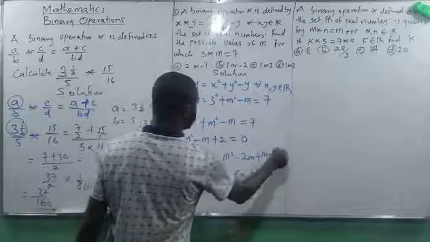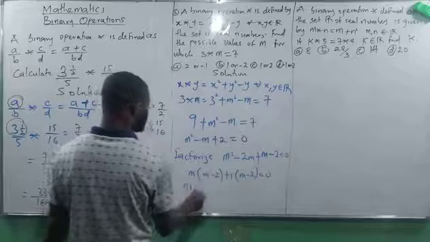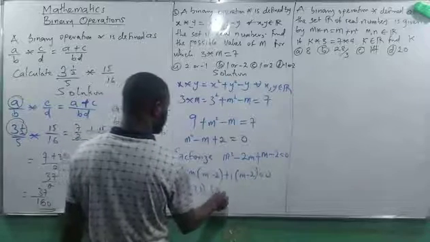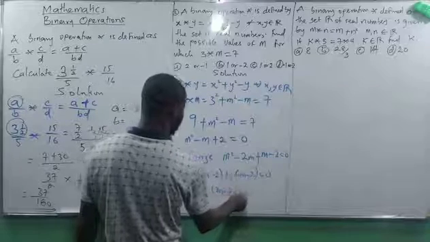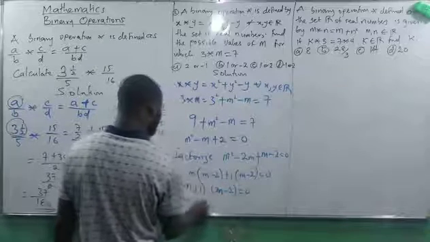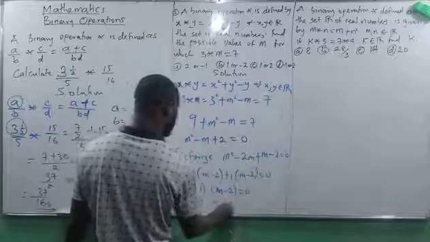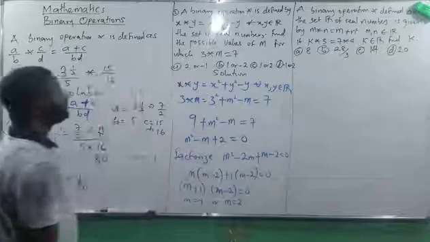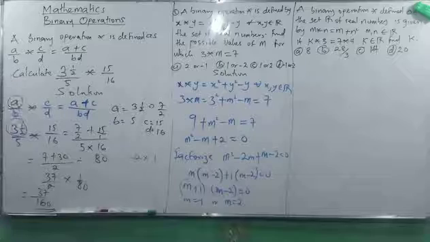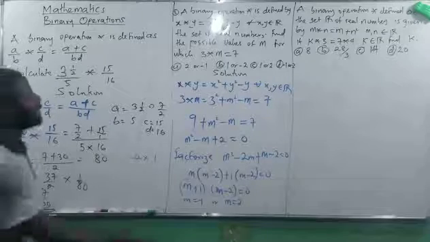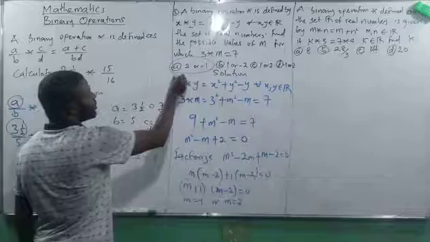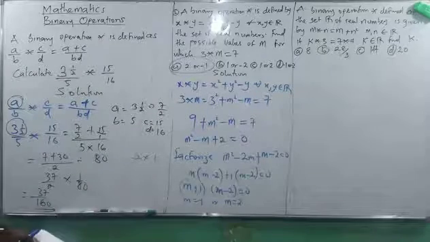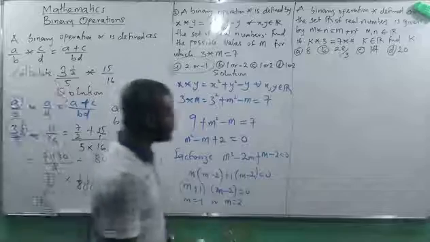Now, m plus 1 or m minus 2 equals 0. Now, m equals to minus 1 or m equals to 2. Now, m equals to minus 1 and 2. It means that is the answer. That is the answer. Now, I just need to move on to the next one.